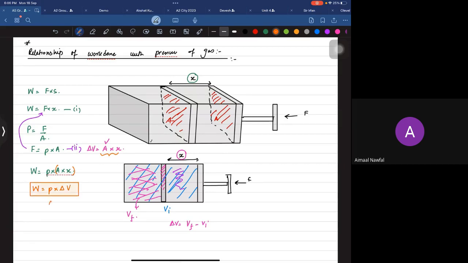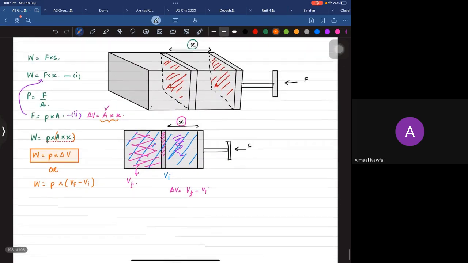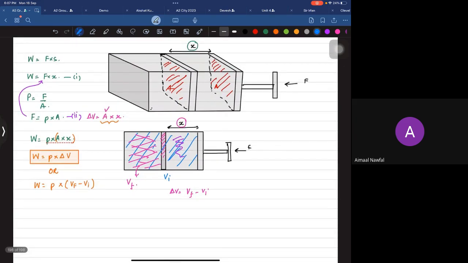Sometimes it will be given like this, sometimes they will give you pressure times Vf minus Vi, but that's the same thing, final volume minus initial volume. Now, the most important thing in this question is that this equation is only valid for constant pressure. It doesn't work for anything else. Get it?